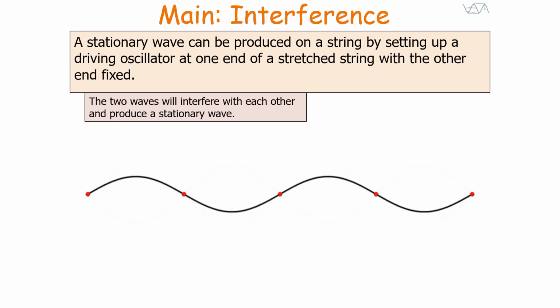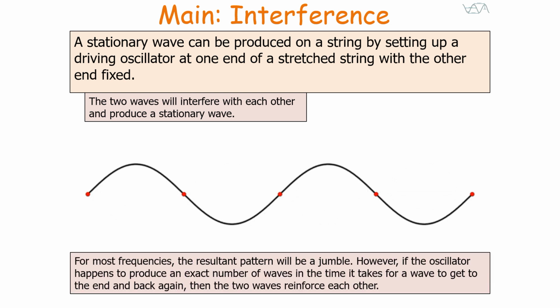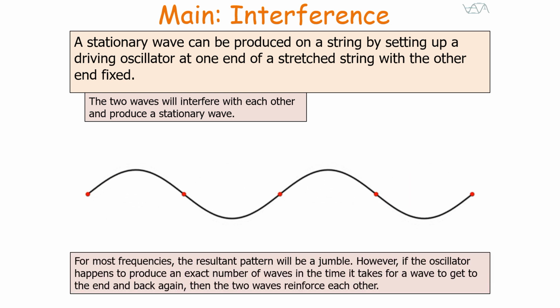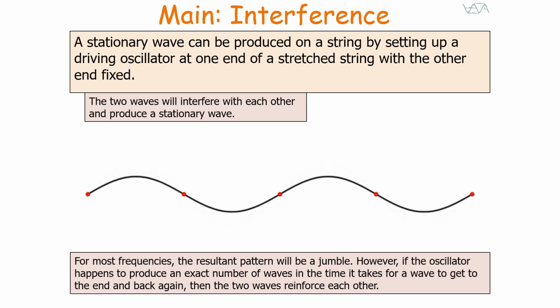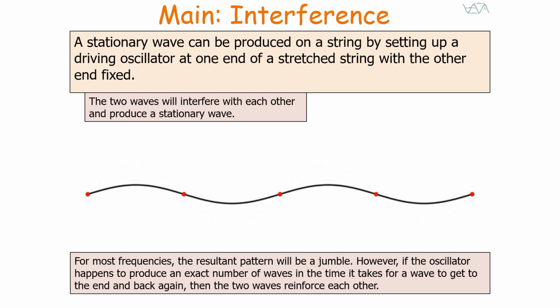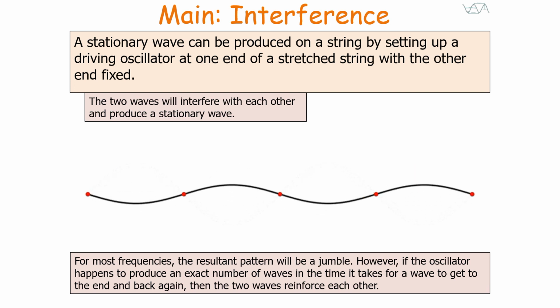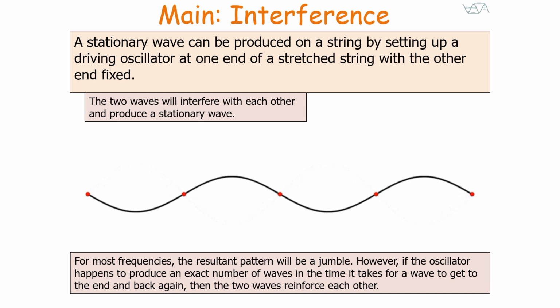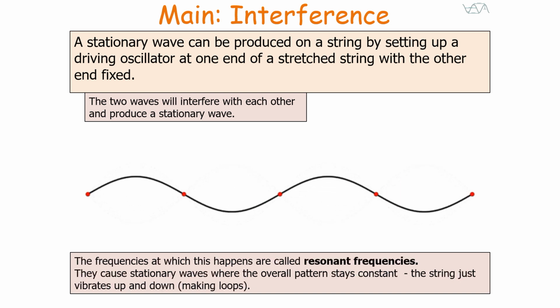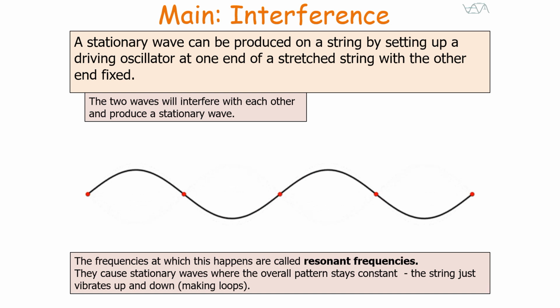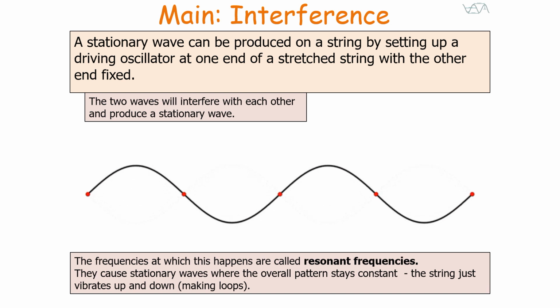So what you can see here is your stationary wave. For most frequencies, the resultant pattern will be a jumble. However, if the oscillator happens to produce an exact number of waves in the time it takes for a wave to get to the end and back again, the two waves will reinforce each other. The frequencies at which this happens are called the resonant frequencies. These cause stationary waves, where the overall pattern stays constant. The string just vibrates up and down, making loops.